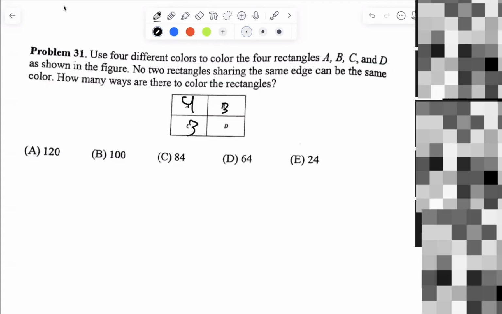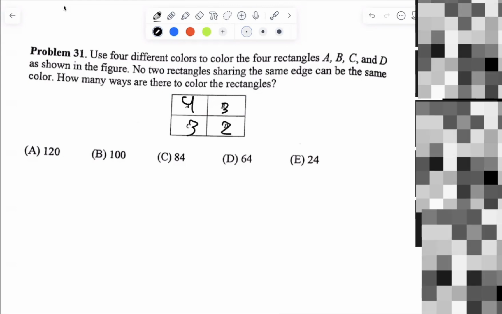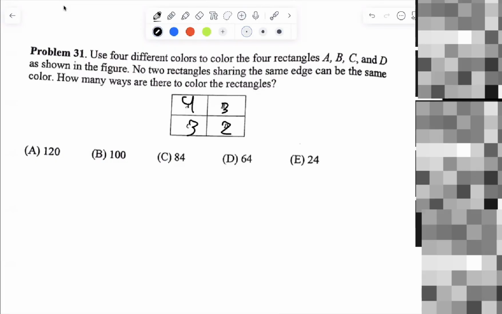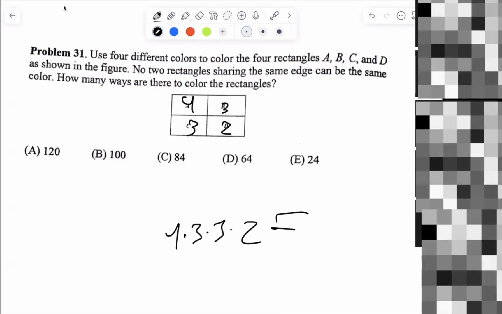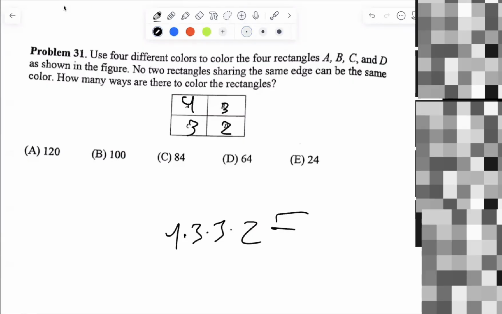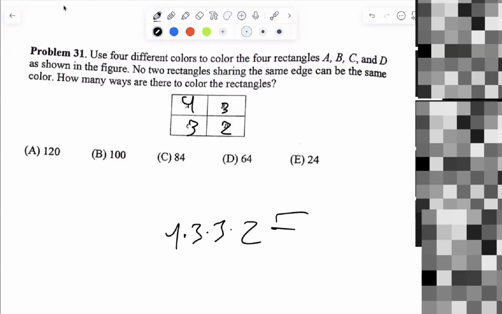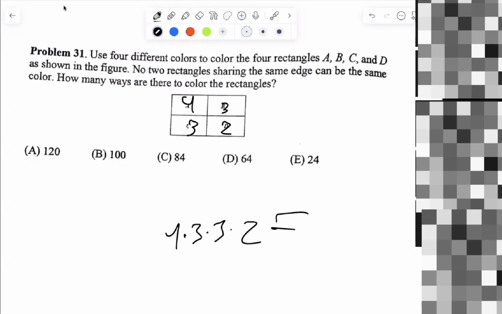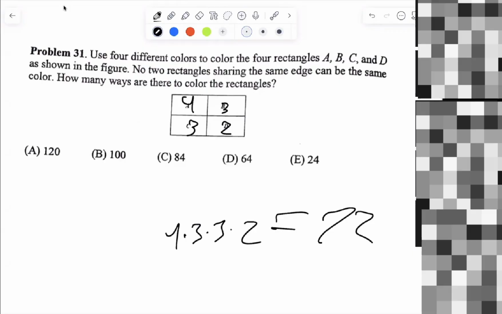Now, since C and B share an edge with D, that leaves us with two choices, because A does not share an edge with D. Alright? That gives you a total of 4 times 3 times 3 times 2 choices. 4 times 2 is 8, times 9 is 72. Right? Seems like it, but are we undercounting?